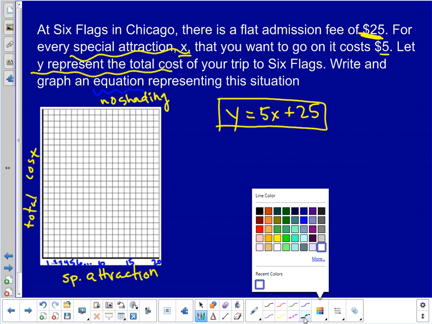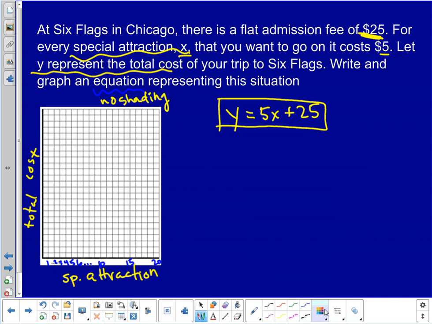But now let's talk about the y-axis. So the y-axis, I'm starting with a flat rate of 25 bucks and I'm increasing from there. So I'm not necessarily going to want to count by ones because I'm going to start all the way up at the top and run out of room really fast. So I'm going to count by fives. So I'm going to say that that's 5, 10, 15, 20, 25, 30, 35, 40, and so on.